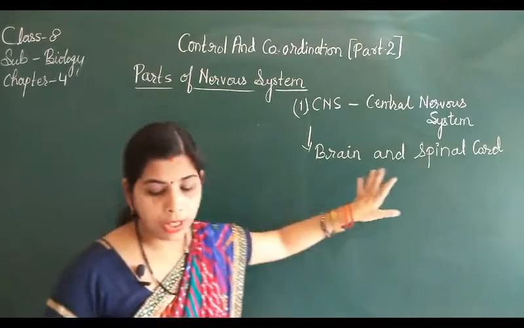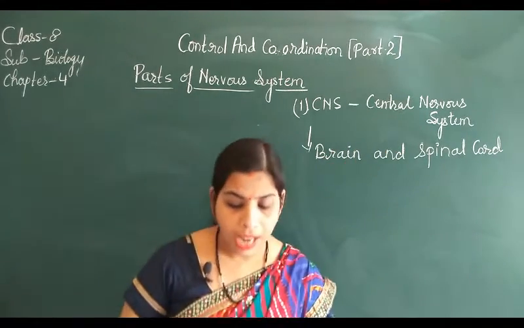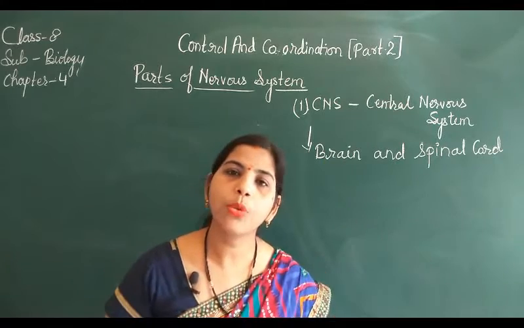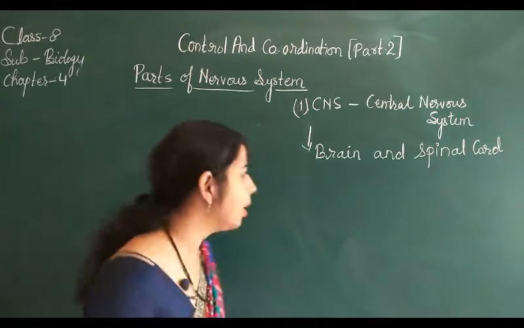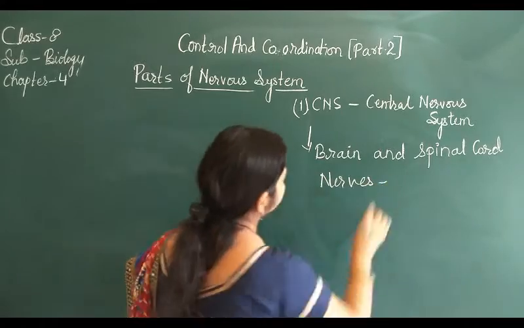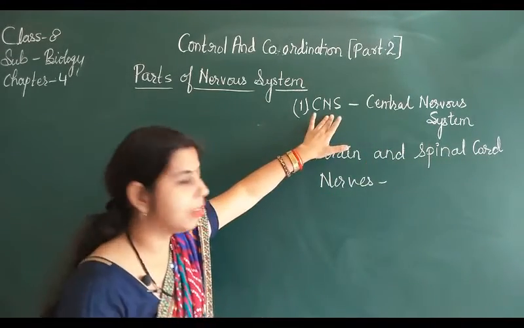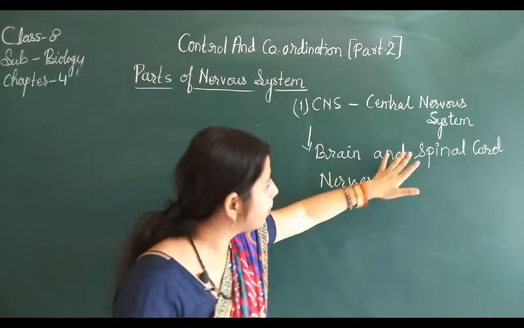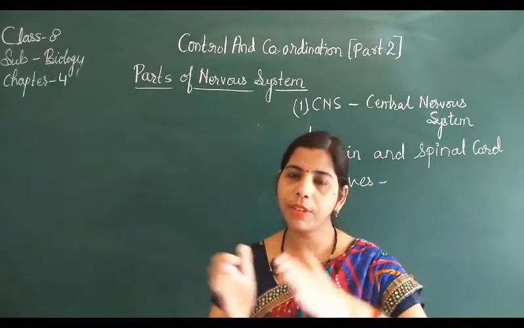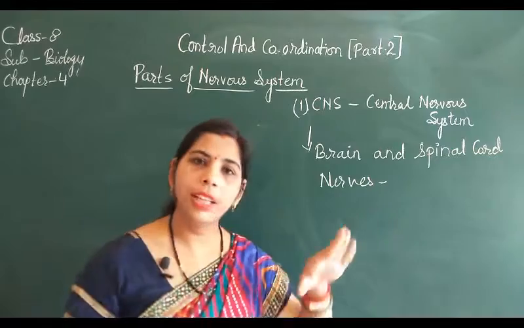As I told you, brain and spinal cord together make up the central nervous system, and they are connected to the various parts of the body through the nerves. That means brain and spinal cord completely form the central nervous system. And how are they connected with the different parts of the body? They are connected through the nerves.